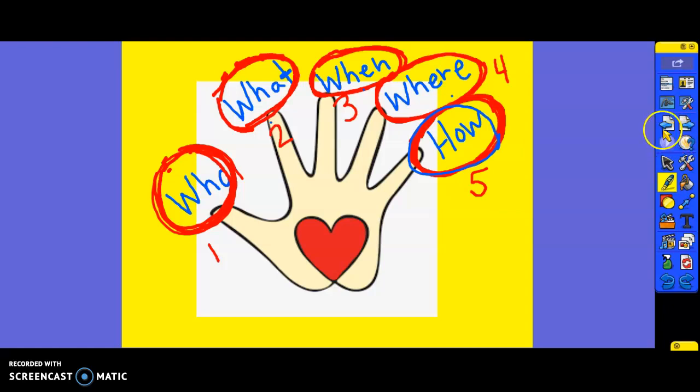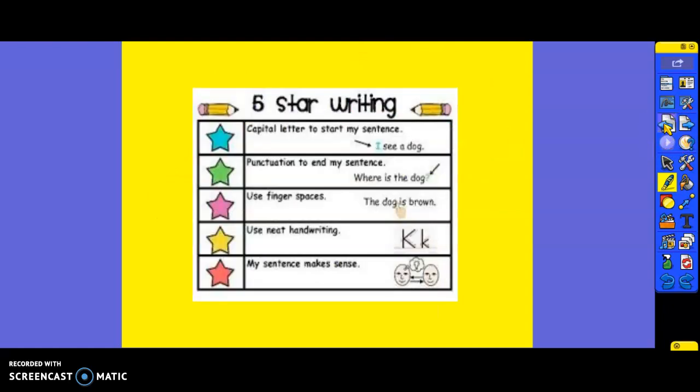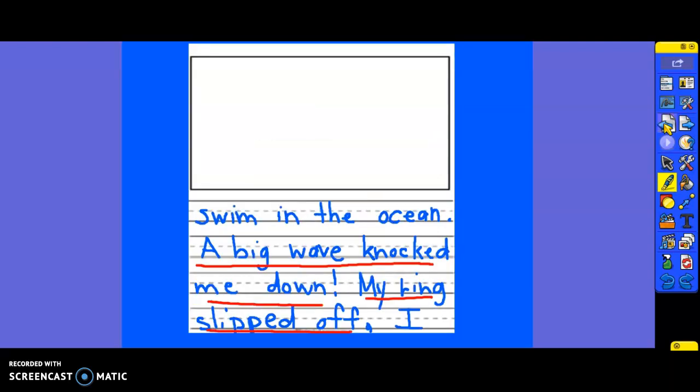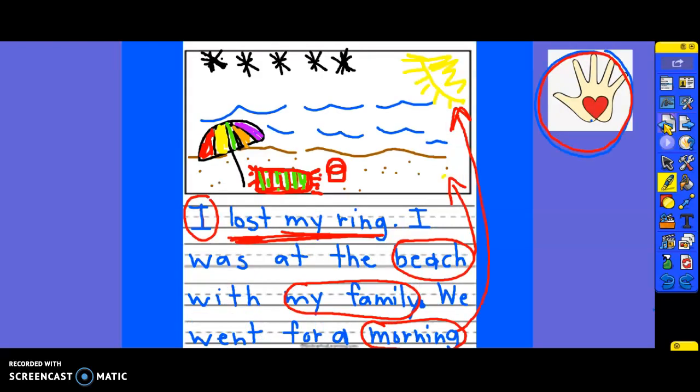I also would like you to go back through your writing and check for your 5-star writing rules. Did you have capital letters, uppercase letters at the beginning of your sentences, punctuation, finger spaces, neat handwriting, and do your sentences make sense? Miss Nakian went through my writing and I did my 5-star check. You can see that I did that at the top right here. Do you see that?